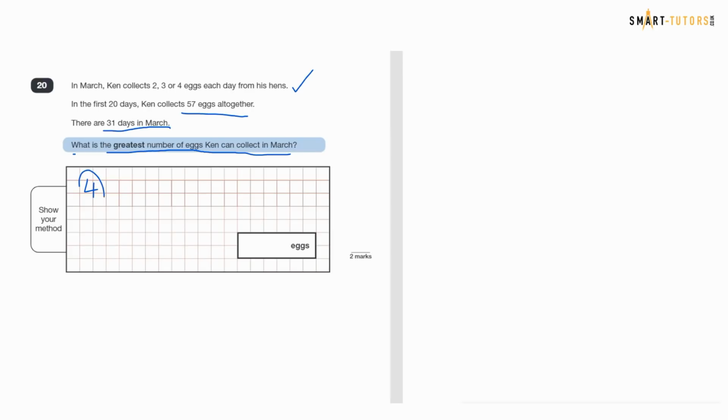So there are 31 days in March and 20 days are already done. So that means you have to do 31 minus 20, which equals 11 days left. That means 11 times 4, which gives you 44, plus the 57 he has already got, gives you the answer of 101 eggs altogether. Very good. That's the nice way to do it. That is the answer, 101 eggs.